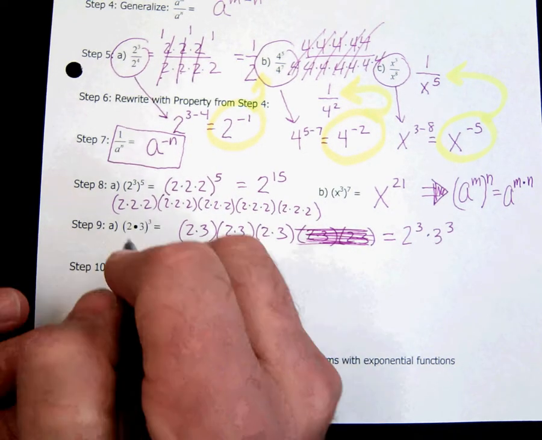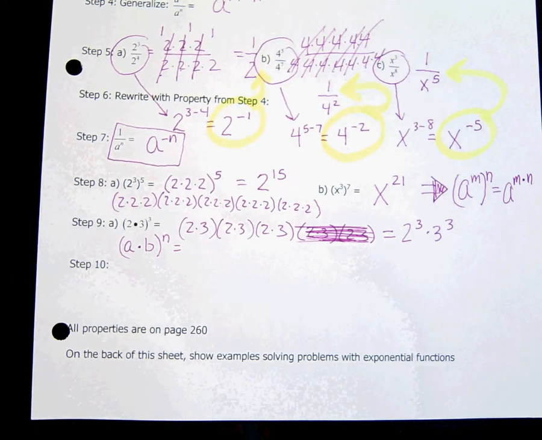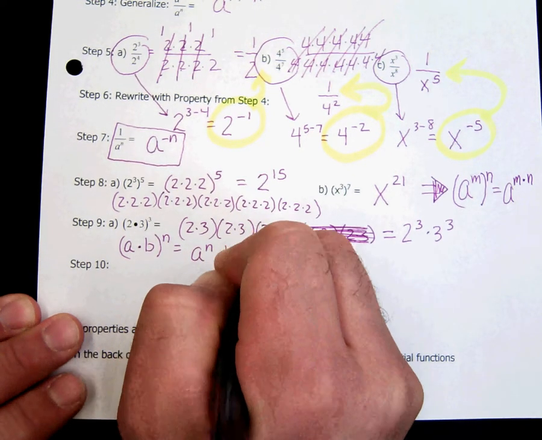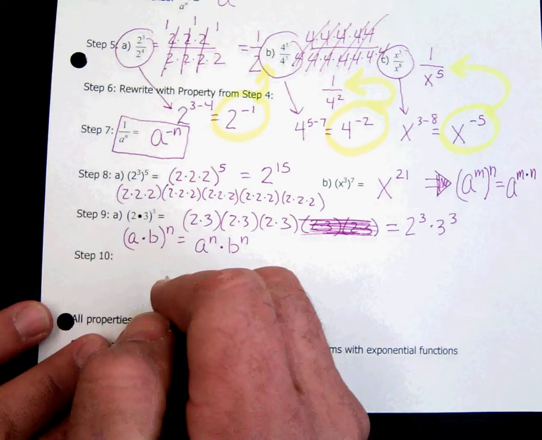The rule where if you have a times b both taken to a power, what can you do with that little n? Sort of distribute it. A to the n times b to the n. Now that does not apply with addition. Remember that rule? If it's a plus b to the n or a plus b squared, you do not distribute it. It's only when the bases are being multiplied. You could multiply the insides, but I don't think that was the point. The point was to try to come up with the property of exponents. All right? Finally, in step 10, they want to know why this is true.